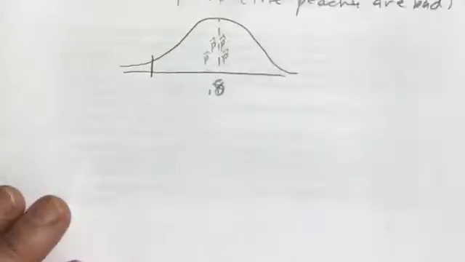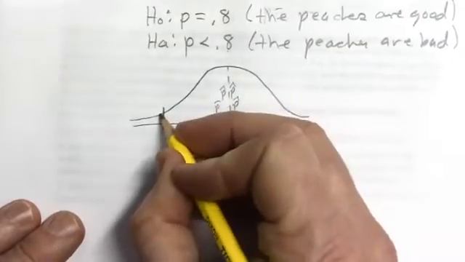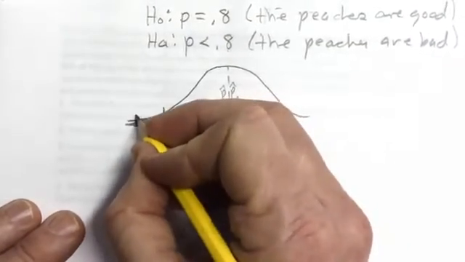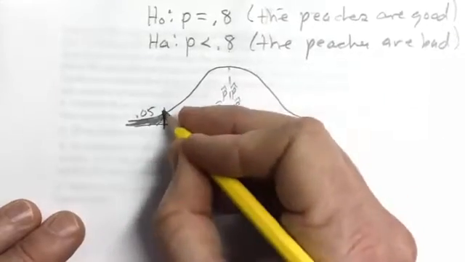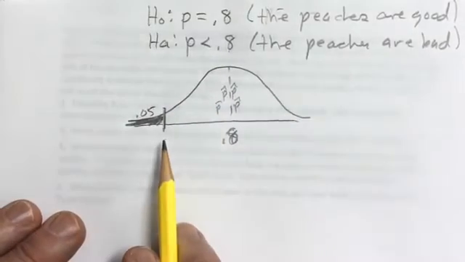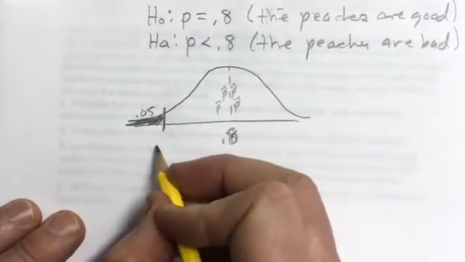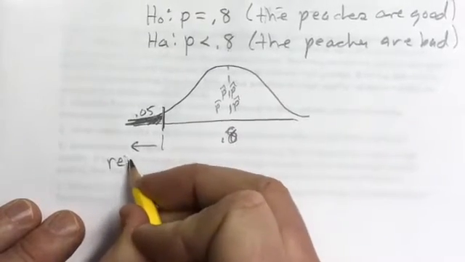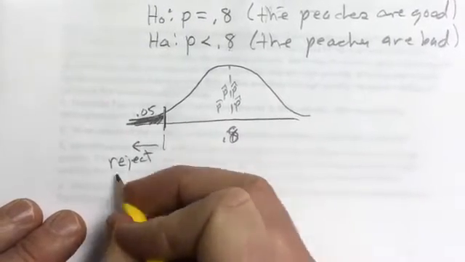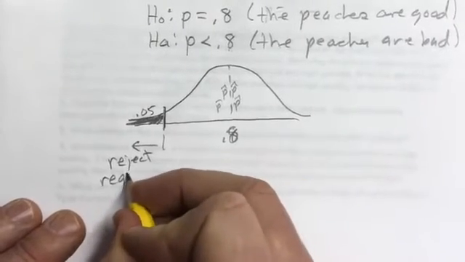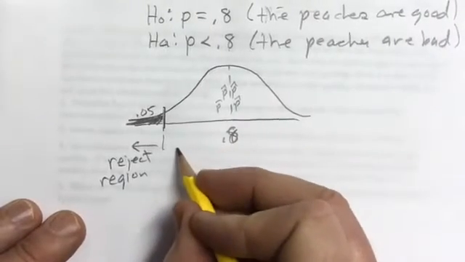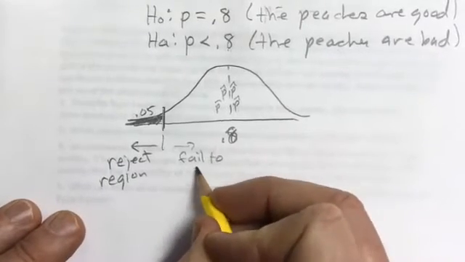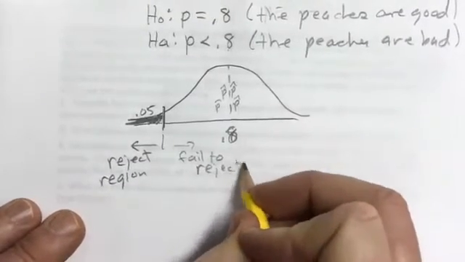That's what alpha tells us. Alpha is 0.05. So alpha is the area of the curve that we're rejecting. So here is alpha, 0.05. It tells us in essence where the cutoff point is, that anything beyond here, we're going to reject. And that is what we call our rejection region. And then anything up here, we fail to reject. We never accept, we either reject or we fail to reject.